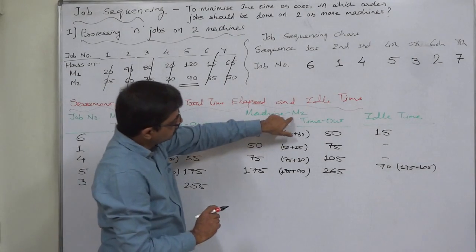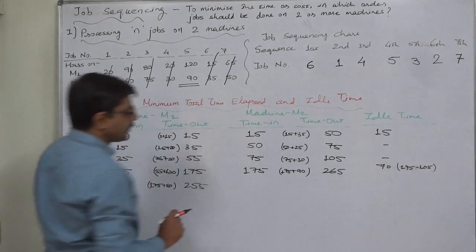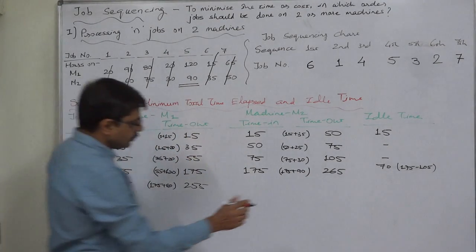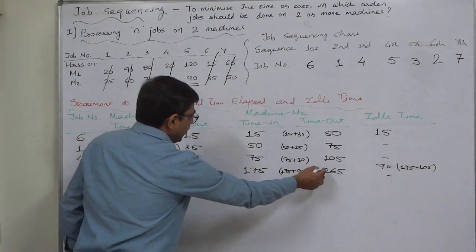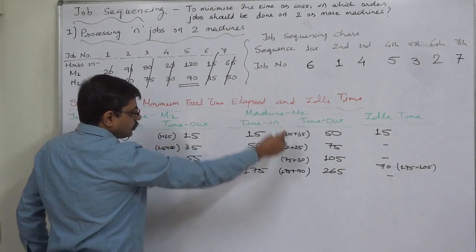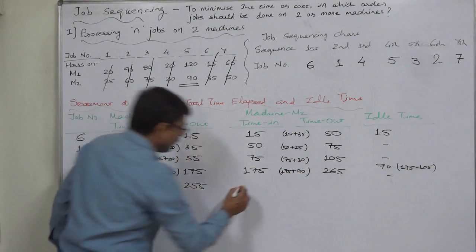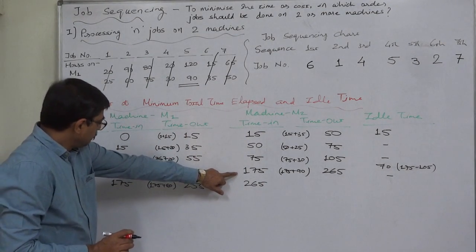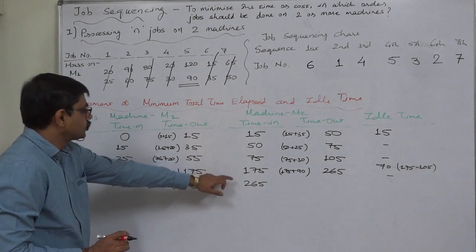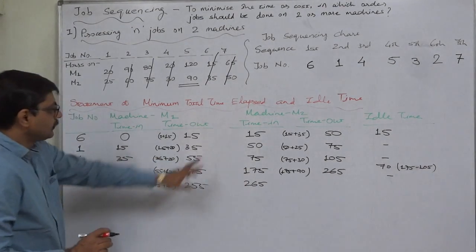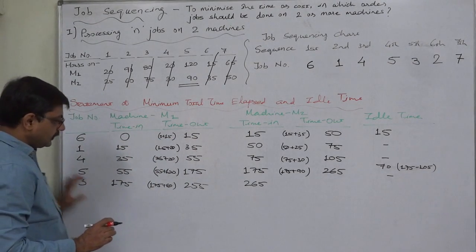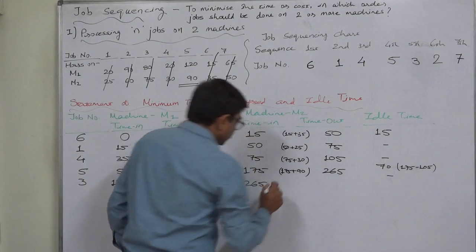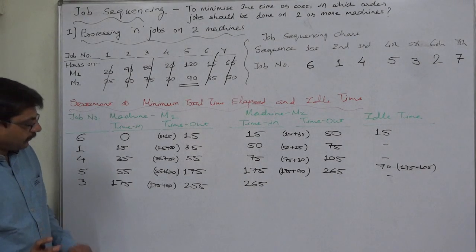But at that time, machine 2 is still busy completing the previous job number 5. So the machine is not waiting, the job is waiting, so there is no question of idle time. Time in for job number 3 on machine 2 will be 265 or 255, whichever is higher. 265, because machine 2 is still busy on job 5. Only after completing job 5 can machine 2 take job number 3. So the job has to wait for 10 hours. That is the explanation of the situation in very simple words.